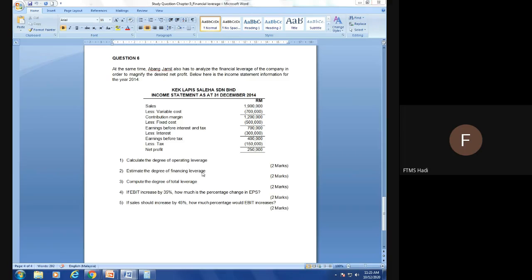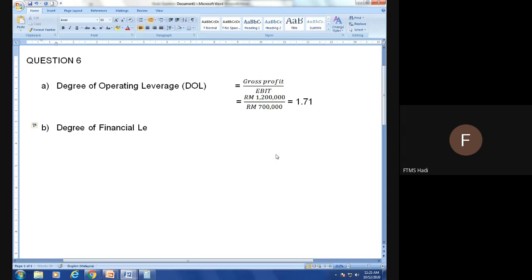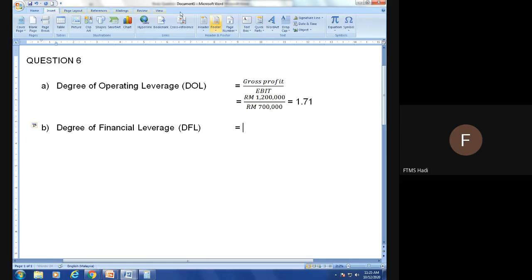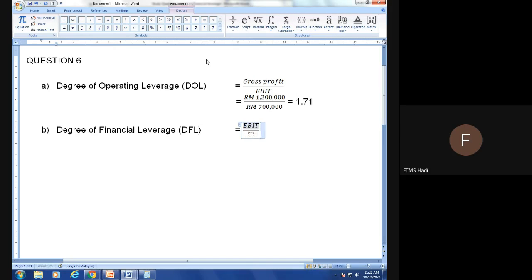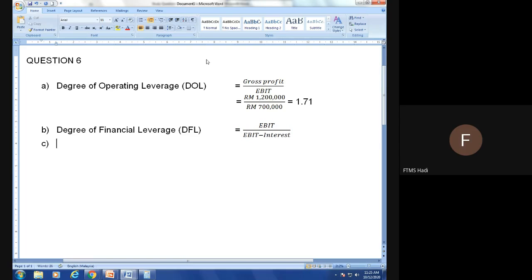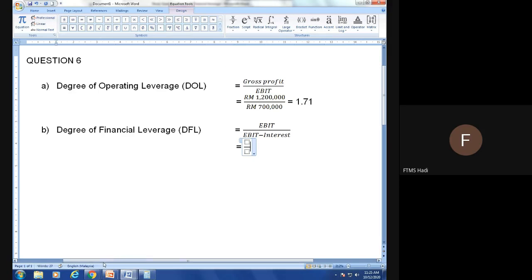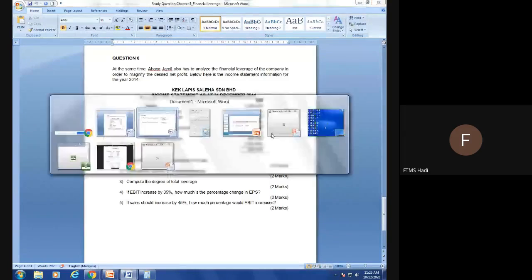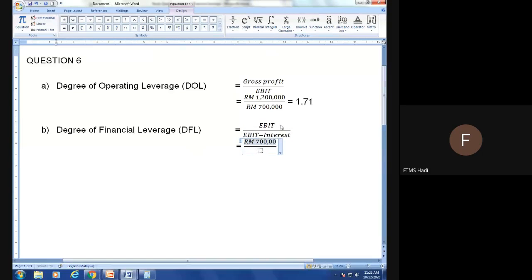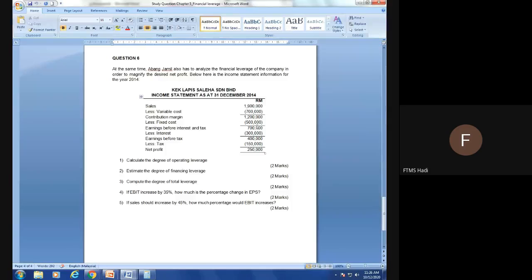The second one: estimate the degree of financial leverage, which is DFL. As I remember, the formula is EBIT divided by EBIT minus interest. You need to check back at the notes. Going back to the information, EBIT is 700,000, divided by 700,000 minus interest. Interest is this one, less interest. Ignore the negative sign, negative means minus, but the amount of the interest is 300.